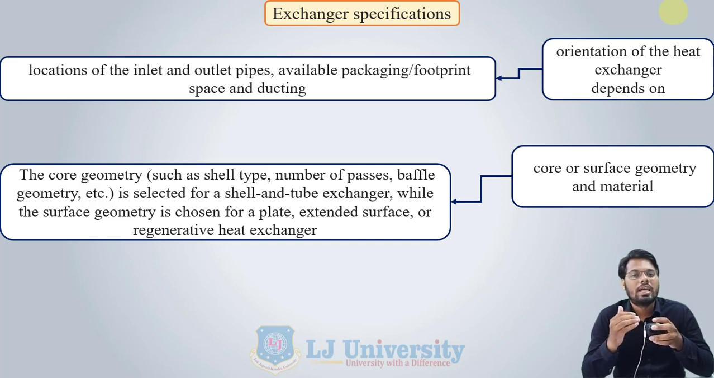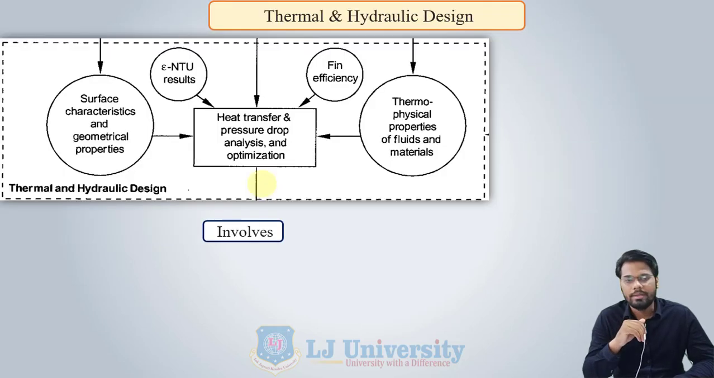So according to the type of heat exchanger we have selected, we have to select the surface geometry and the core. For a shell and tube heat exchanger, we have to specify the number of passes, baffle, shell geometry, etc. For other heat exchangers like plate, extended surface, and regenerative heat exchangers, we have to select a particular surface geometry. So this was the first stage of the design methodology.